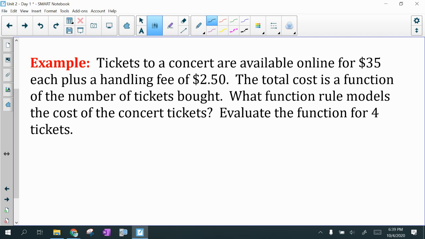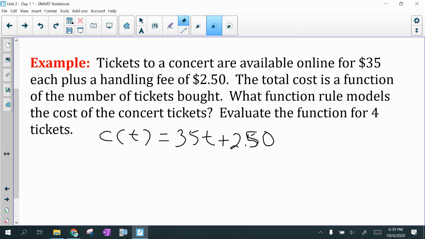So because it's concert tickets and I like to use variables that are descriptive, I'm going to say C for concert tickets, and I'm going to say C of T because it's in terms of the number of concert tickets. I'm going to say it's 35 bucks for each concert ticket plus a handling fee for each group of tickets. Okay, so let me clean that up because I have awful handwriting and I want people to be able to see. There you go. So there's my function.